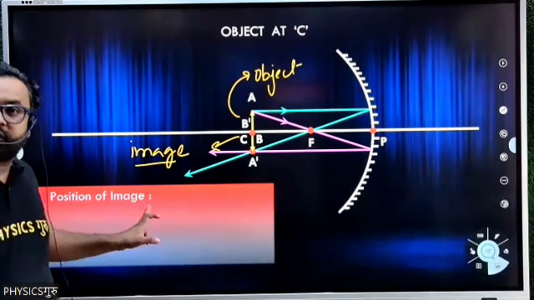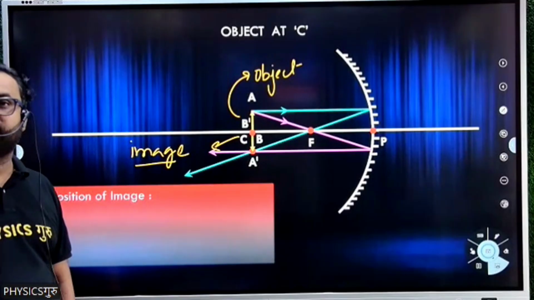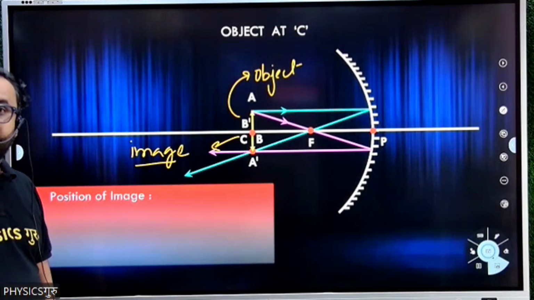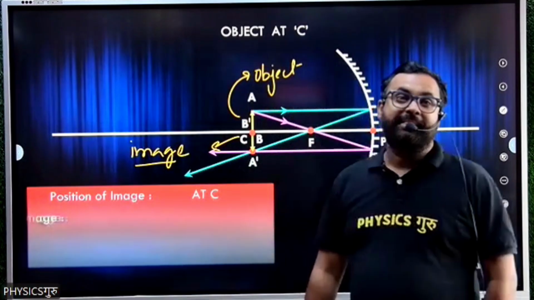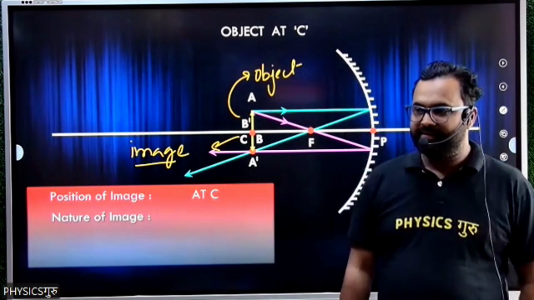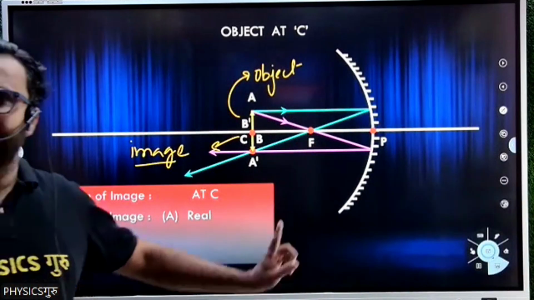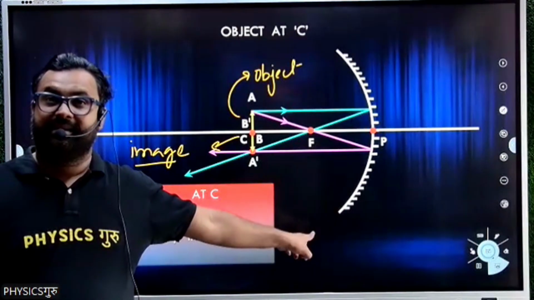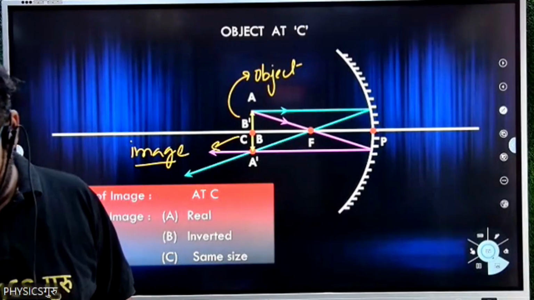Now the position of the image. From the figure, can you tell me the position of the image? At the center of curvature, at C. Okay, Krishna? Next one, nature of image? Same: real, inverted, and the same size. In this particular case, we have the same size of image.